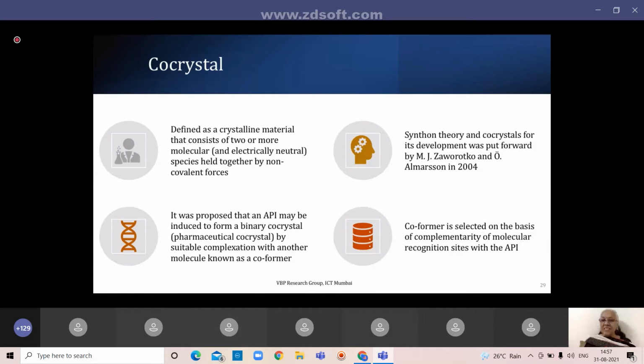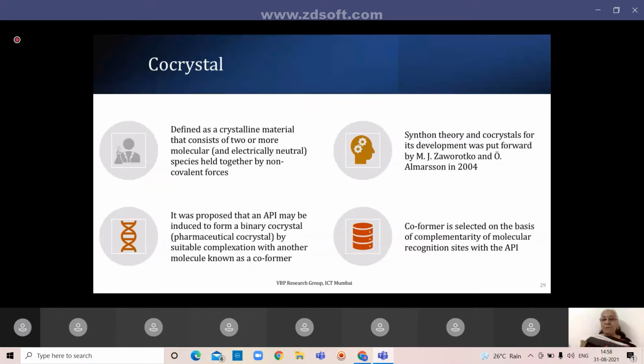And first time, in fact, synthon theory for co-crystal and its development was put in 2004. From there, we have moved a long way. 2004 to 2021, we moved a long way. Earlier, whatever references you will see, they did not use pharmaceutically acceptable excipients. In fact, I have evaluated many theses at University of Hyderabad for co-crystal, and everyone knows, a lot of work on co-crystals in India was done at University of Hyderabad.